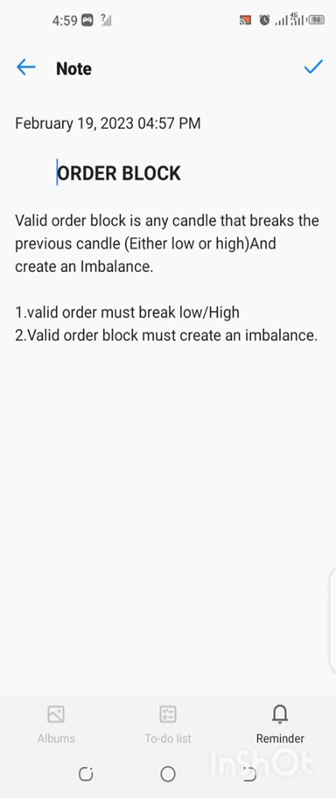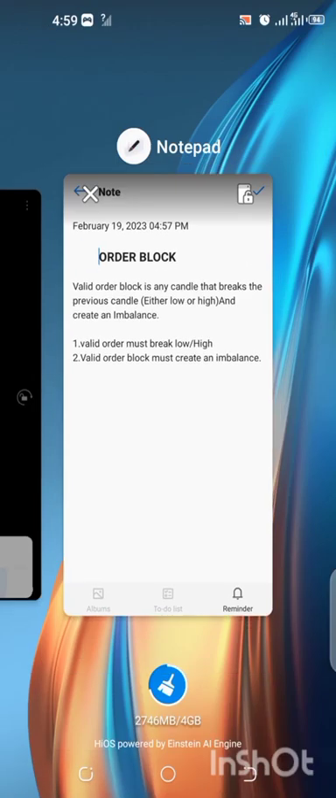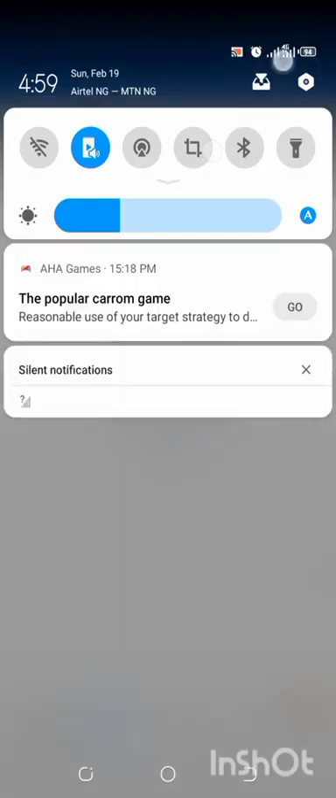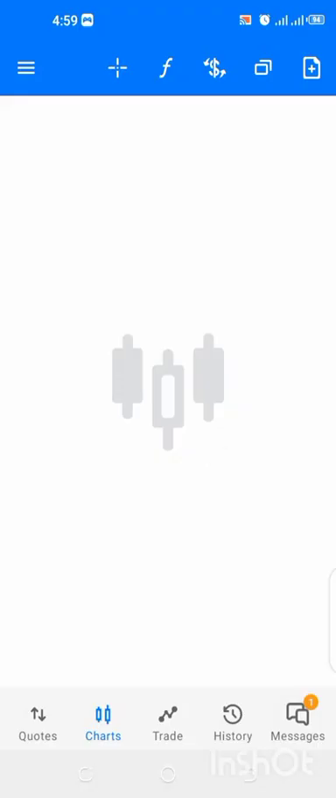So what you should look out for, if you want to mark out a high probability order block, is that the order block must break a high or a low, and then it must create an imbalance. Let's look at an example of what you should mark as an order block and what you should not mark as an order block.